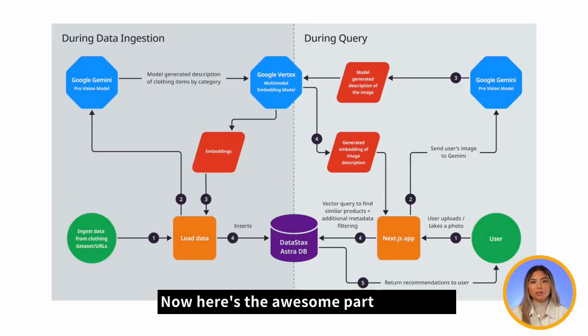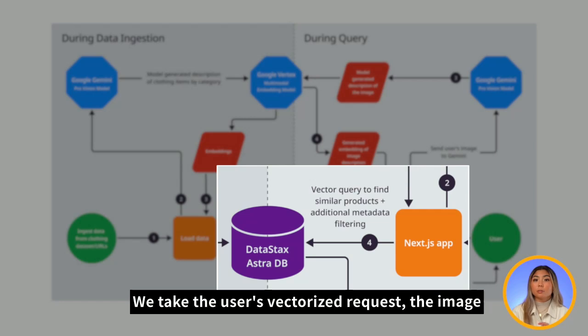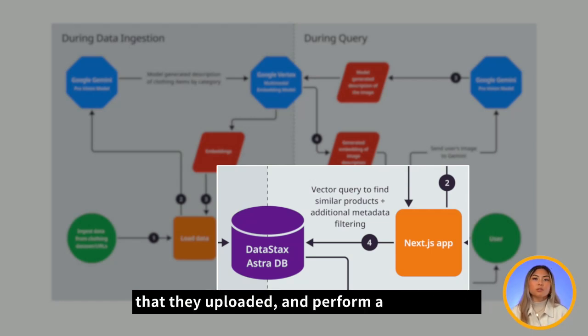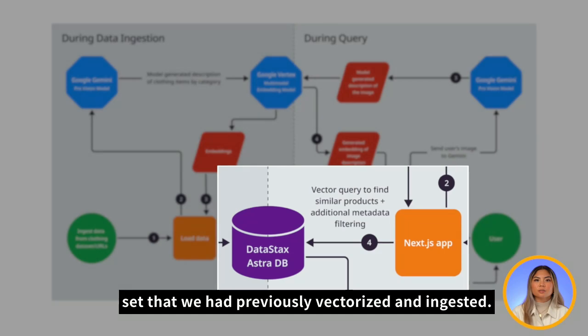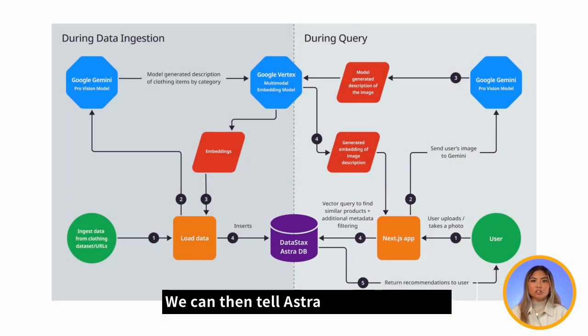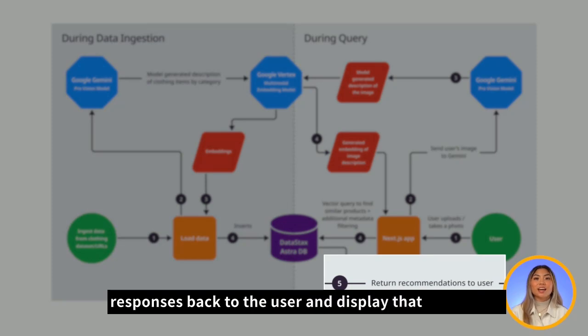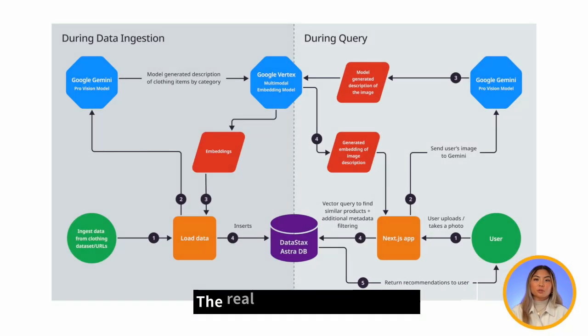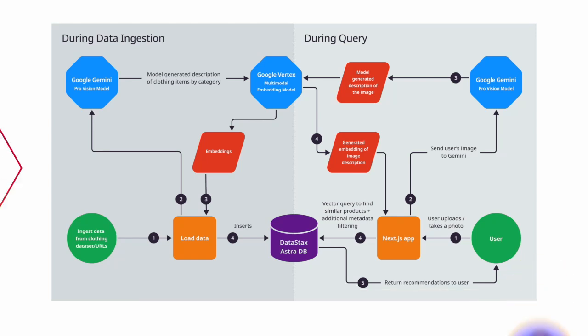Now here's the awesome part, and where AstraDB ties all of these pieces together. We take the user's vectorized request, the image that they uploaded, and perform a vector query on our Astra database to the existing dataset that we had previously vectorized and ingested. We can then tell Astra to give us the top K responses back to the user and display that in our app. The real magic here is just how easily all of these technologies come together.